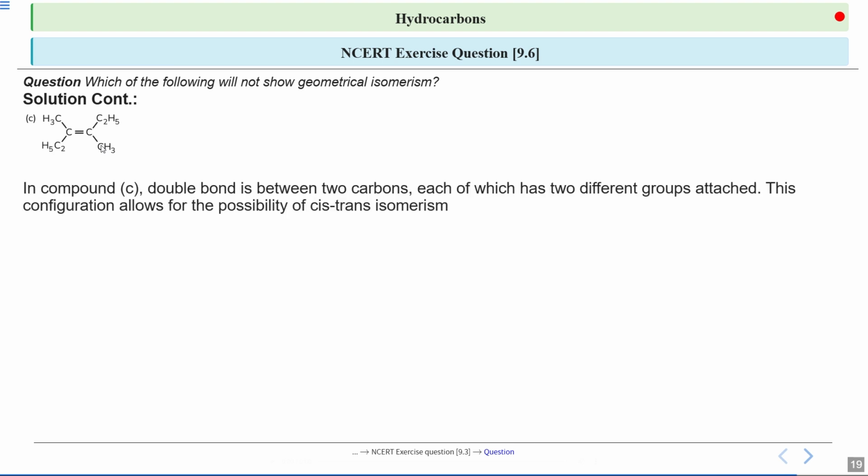The last option, which is option C, is to be considered. If you look at this one, in compound C the double bond is between two carbons. Each of these has two different groups attached to it. The left carbon has C2H5 and CH3. The right carbon also has two different groups, C2H5 and CH3. Now, this configuration allows for the possibility of cis-trans isomerism. Therefore, option C is also incorrect.